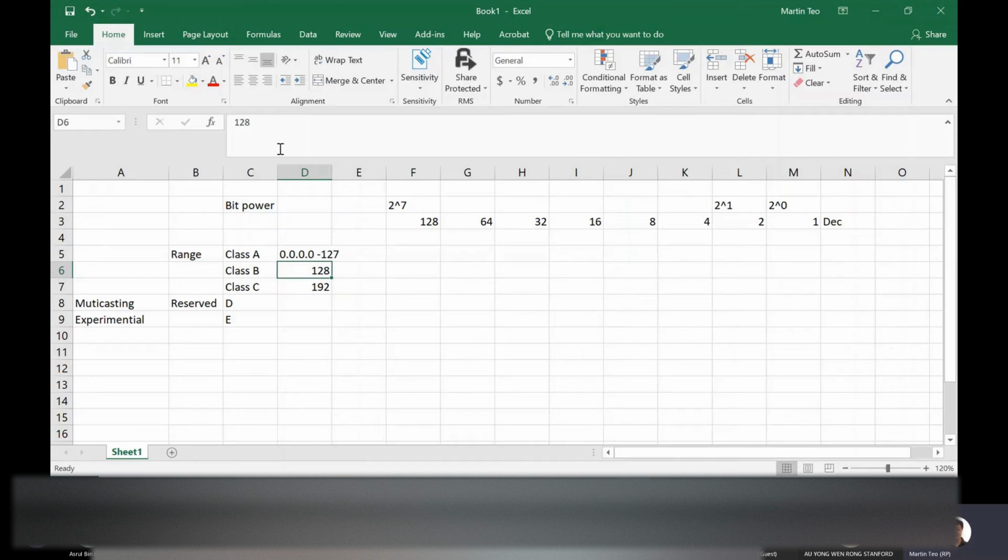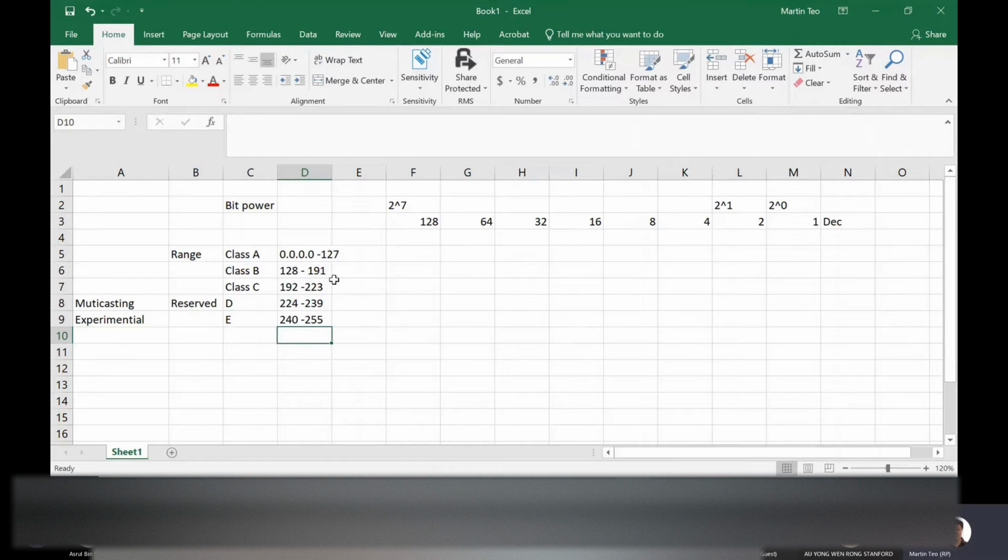So class B goes from 128, and class C will be 192, so this one will end at 191. Class D is 224, multicasting starts from 224, so our 192 will move on to 223. Our class E for experimental starts at 240, so class D ends at 239, and 240 all the way goes to 255.